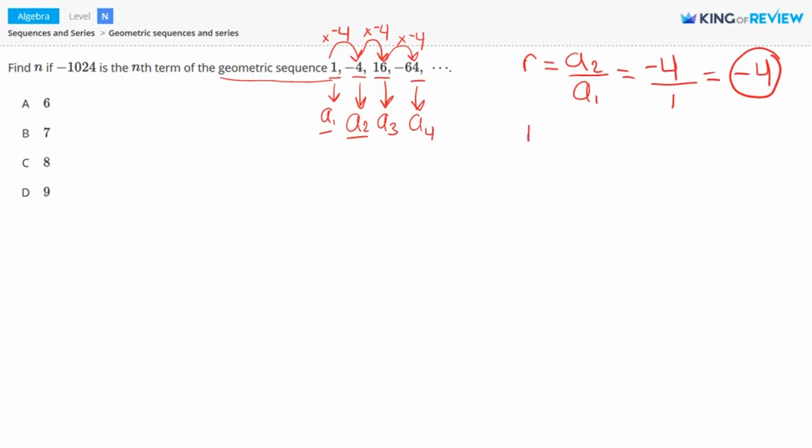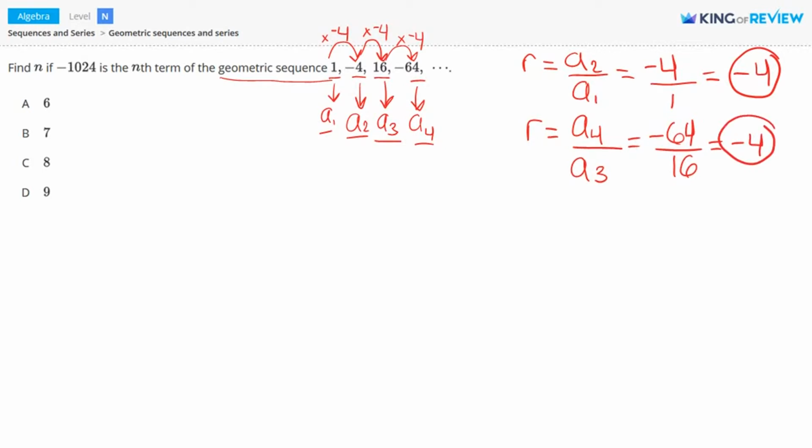Now you can choose other terms to determine the common ratio. Let's pick A4. So A4 in the numerator, and then in the denominator it must be the previous term, so the third term, or A3. A4 is negative 64, and A3 is 16. Negative 64 divided by 16 equals negative 4. So we can see that the common ratio is negative 4.